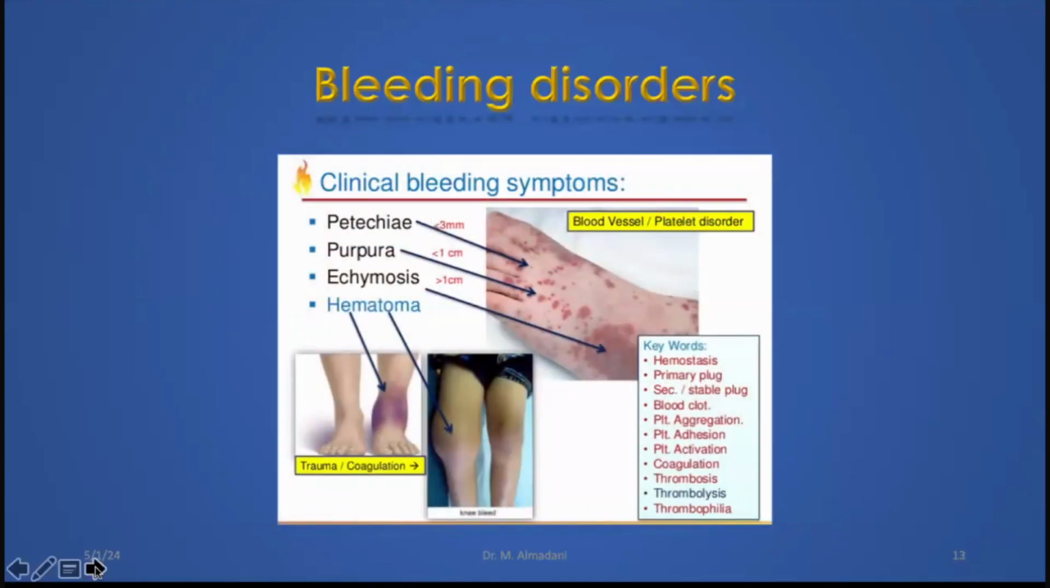These are different clinical symptoms and signs of bleeding. It's very important to know the meaning of petechiae, purpura, ecchymosis, and hematoma. Hematoma is a collection of blood. Like in this picture, if the discoloration of the skin is more than 1 centimeter, this is called ecchymosis. Purpura is less than 1 centimeter but more than 3 millimeters. If it is like pinpoint spots of bleeding, this is called petechiae.